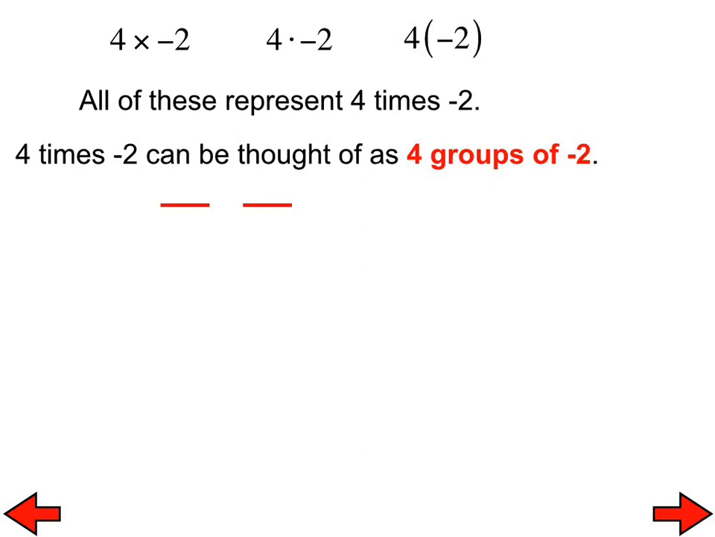There's one group of 2 negative symbols. There's a second, there's a third, there's a fourth. How many negative symbols do we have altogether? Let's try that again. That's not a trick question. How many negative symbols do we have? 8. 8 of them. Okay?